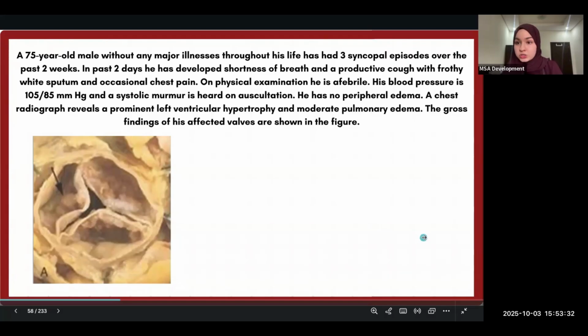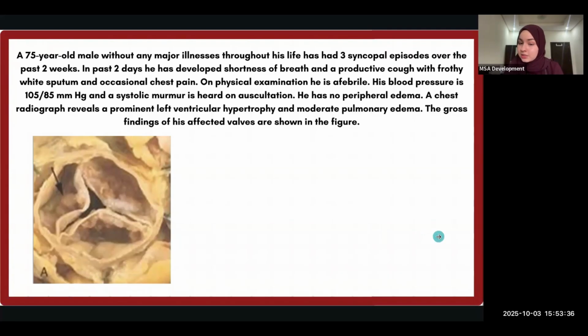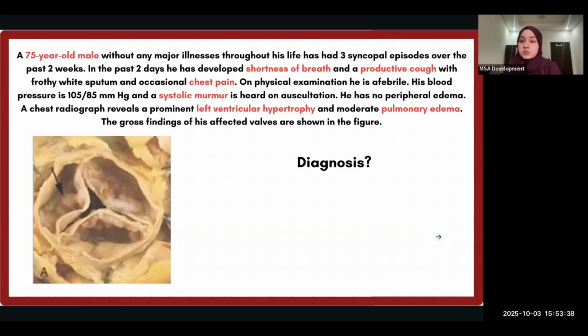So this is a long question. We only have a picture, so we're going to go based on the picture for now and see what the question is asking. The question is asking us, what is the diagnosis? We can answer this just based on the picture.